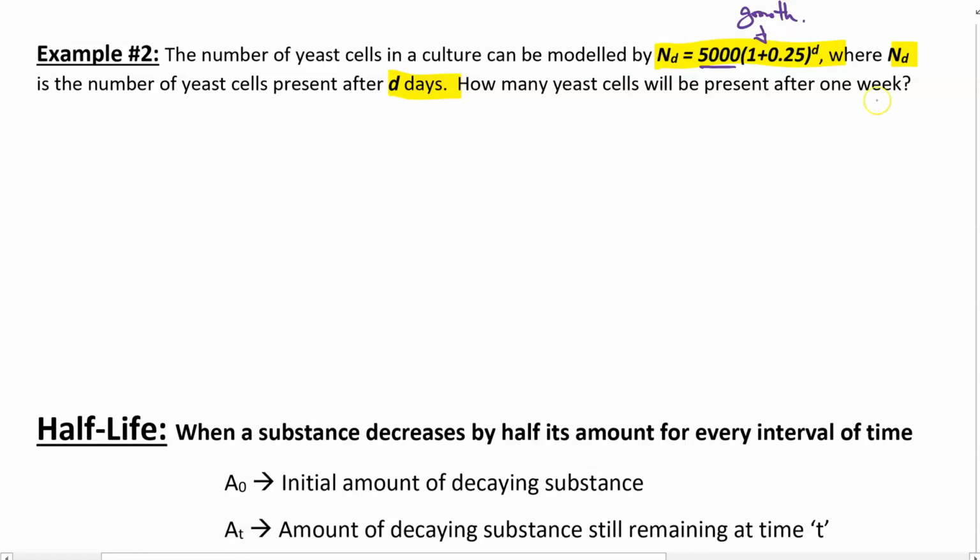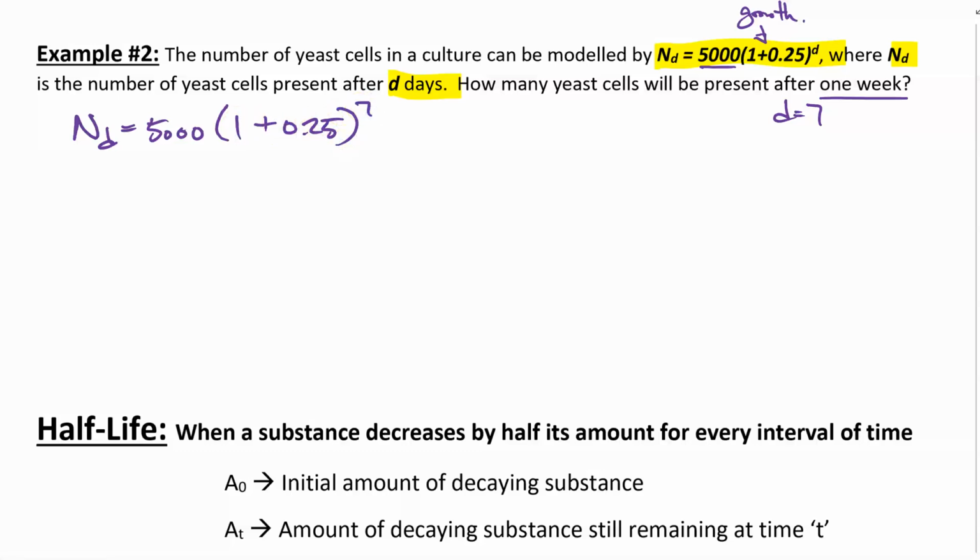So let's figure out, what do they mean by D here? The D is equal to 7 days. Okay. Bacteria growth does not stop on the weekends. So it's 7 full days, and let's plug it in. So start with the equation. ND is equal to the initial value of 5,000 times 1 plus 0.25, creating a growth situation, to the exponent 7. Okay, and I'm just going to let you try to do it.